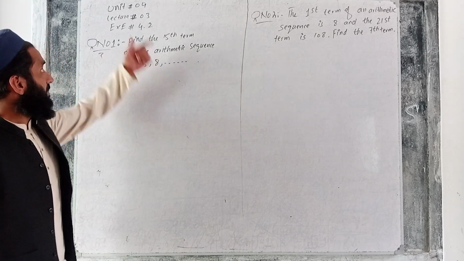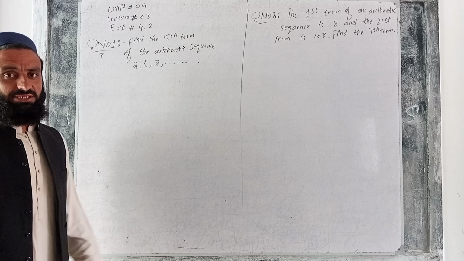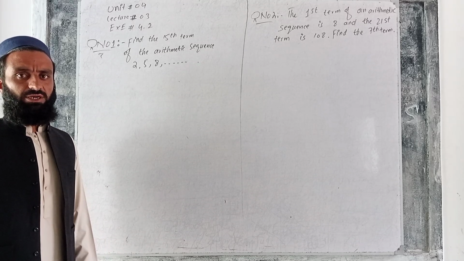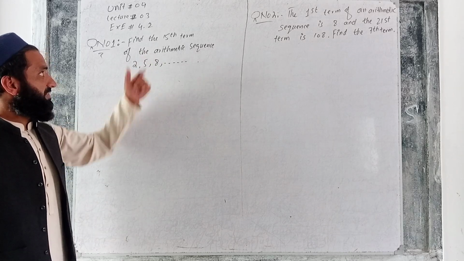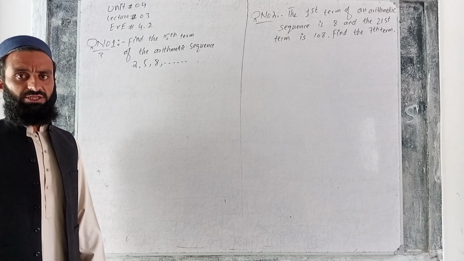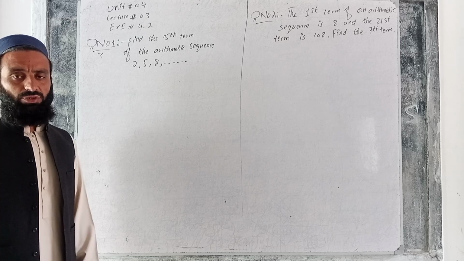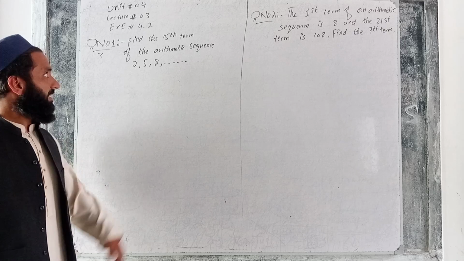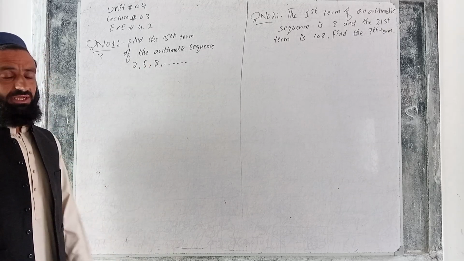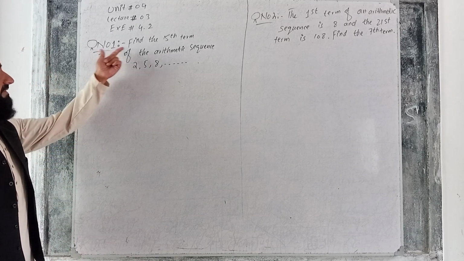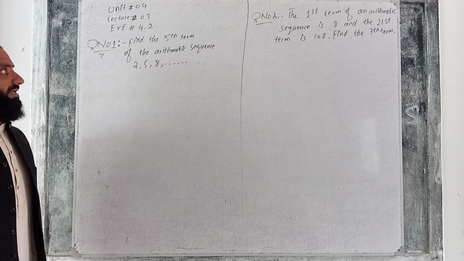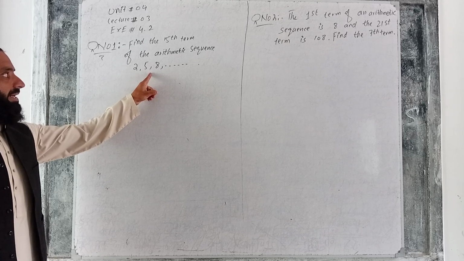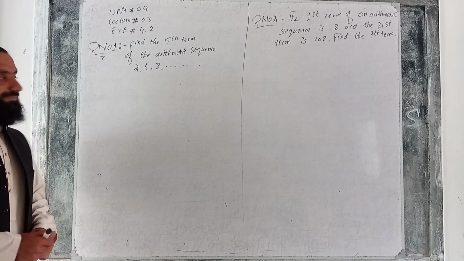Once again, unit number 4, lecture number 3, exercise number 4.2. In the previous lecture, we discussed arithmetic sequences and the nth term of an arithmetic sequence. But now, in today's lecture, we want to solve some problems regarding arithmetic sequences. Question number 1: find the 15th term of the arithmetic sequence 2, 5, 8, and so on.